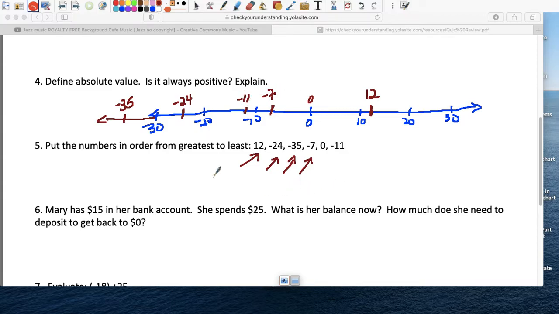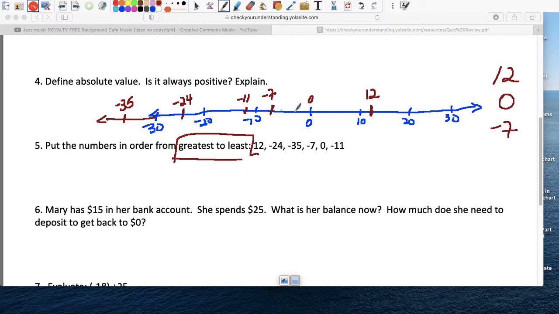So now they're asking you to put this in order from greatest to least. So which one has the greatest value here of all 6 numbers? Well, the greatest one is 12. And then it's 0. And then it's negative 7. And then it's negative 11. Negative 24. And negative 35.